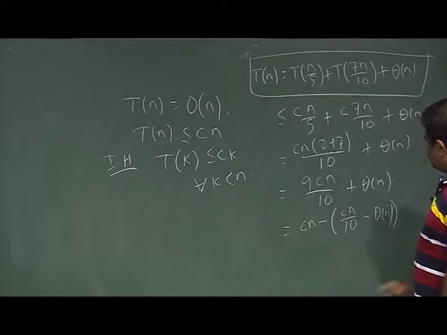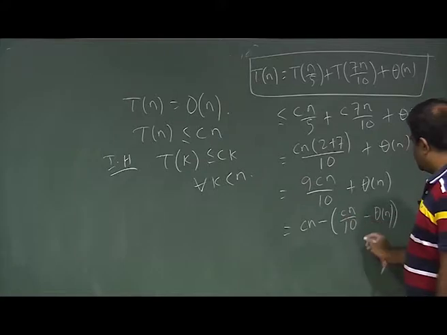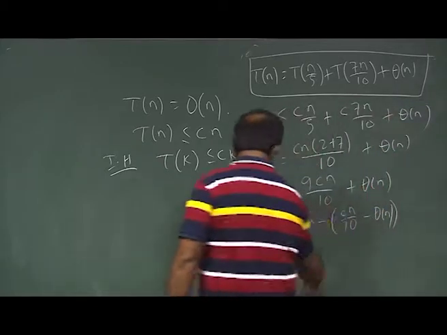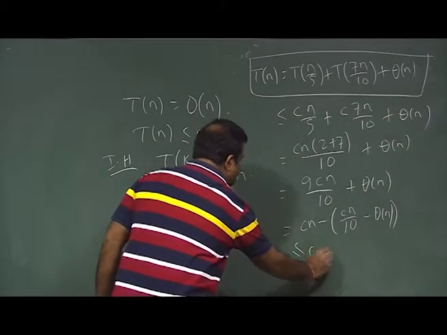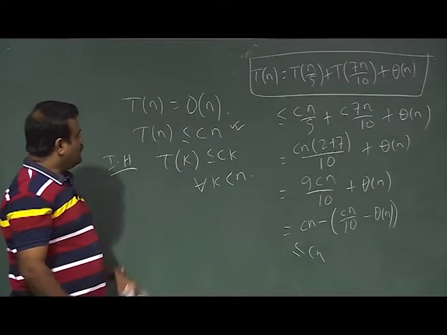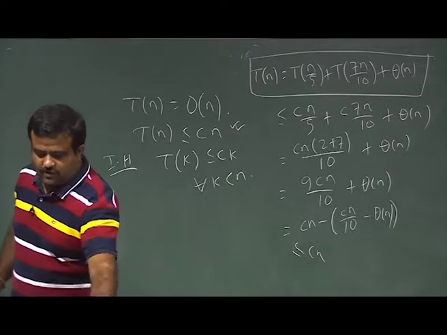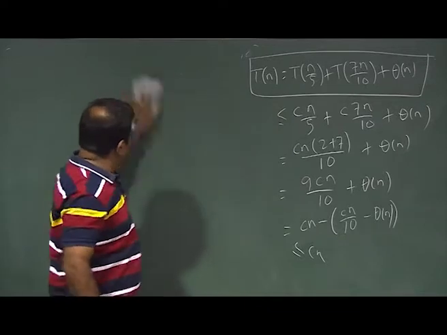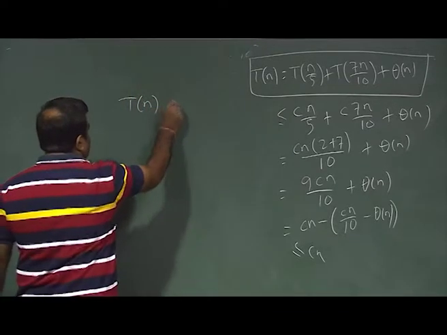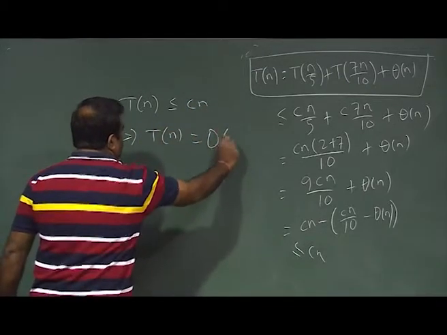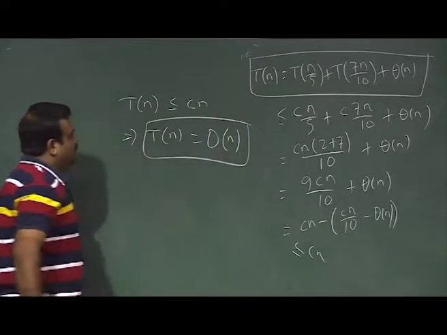Now, we choose C in such a way that this will be positive. C is in our hand, so we can choose C such that this is positive, and then this can be written as Cn. That means this is established. So, this is the substitution method. We can just write that T of n is less than C of n, so by the substitution method this implies theta of n.